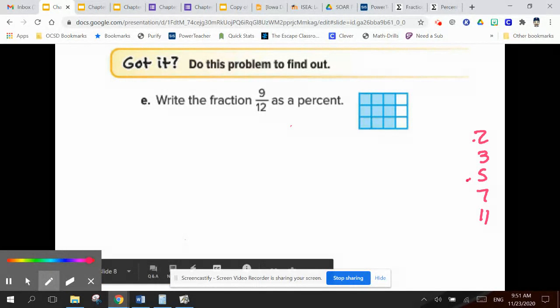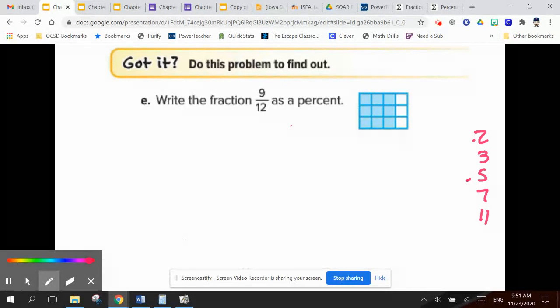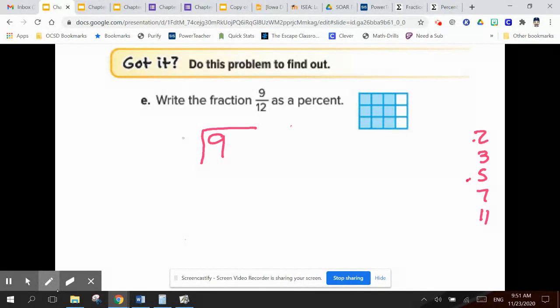Now the got it problem. 9/12 as a percent. Again, I'm going to take the numerator, which is 9, and divide that by 12. 12 does not go into 9 evenly, so I add a decimal, and I add a 0. 12 goes into 90 8 times. Nope, 7 times, which is 84.